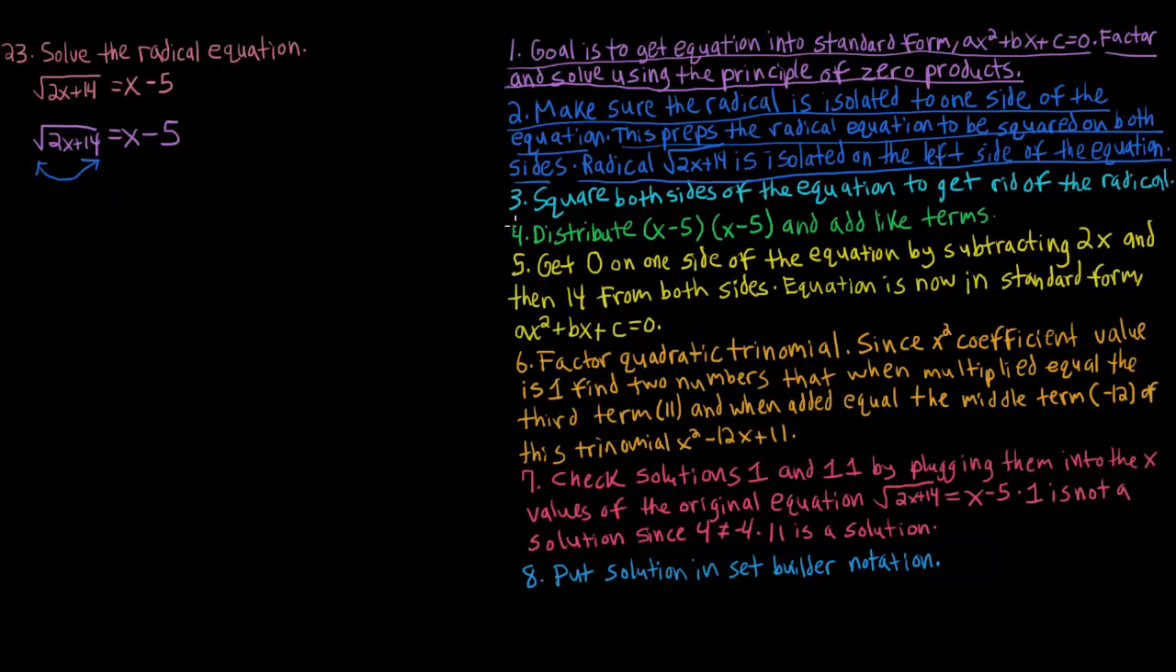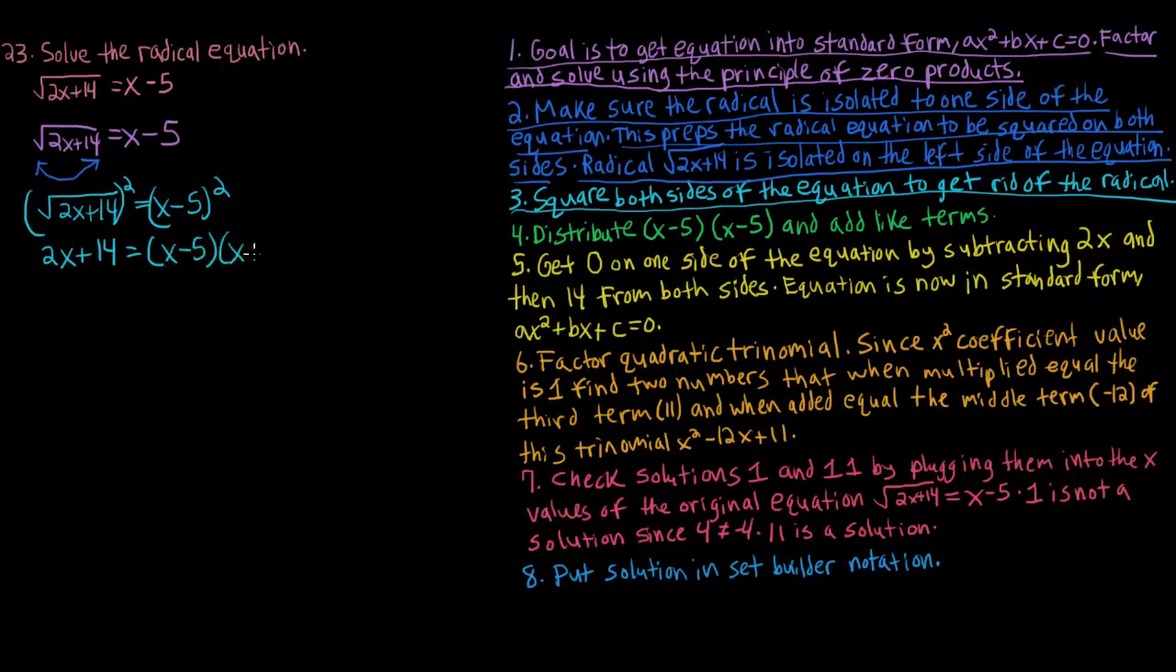Step 3, square both sides of the equation to get rid of the radical. So we want to get rid of this radical, and to do that, we can take the square root of 2x plus 14 equals x minus 5, and we square the left side, we have to square the right side as well. And then that gets rid of our radical. You end up with 2x plus 14 equals x minus 5 squared, which is the same as x minus 5 times x minus 5.